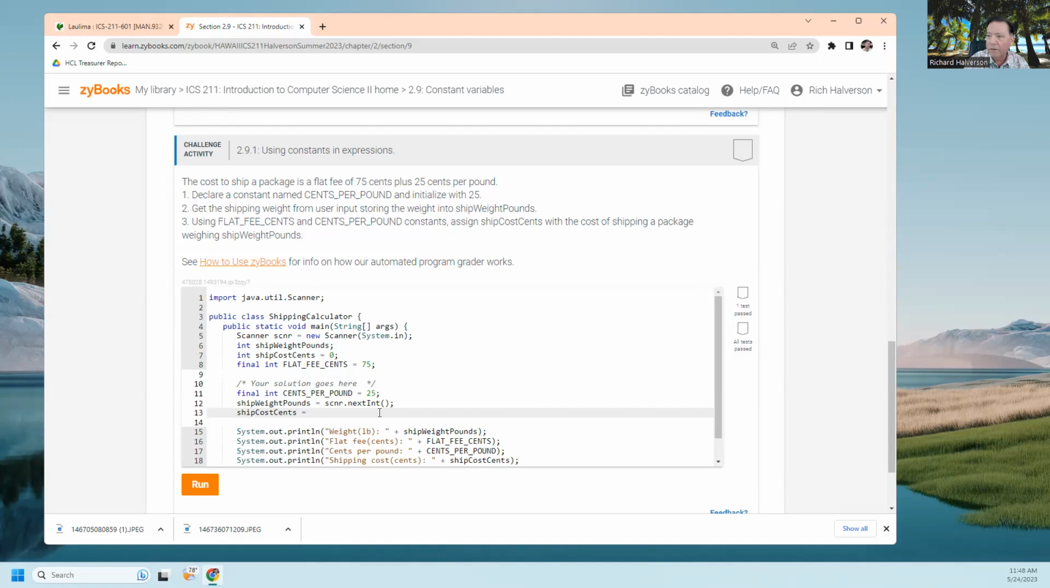Flat fee of 75 cents. Flat fee cents plus ship weight pounds times cents per pound, semicolon.